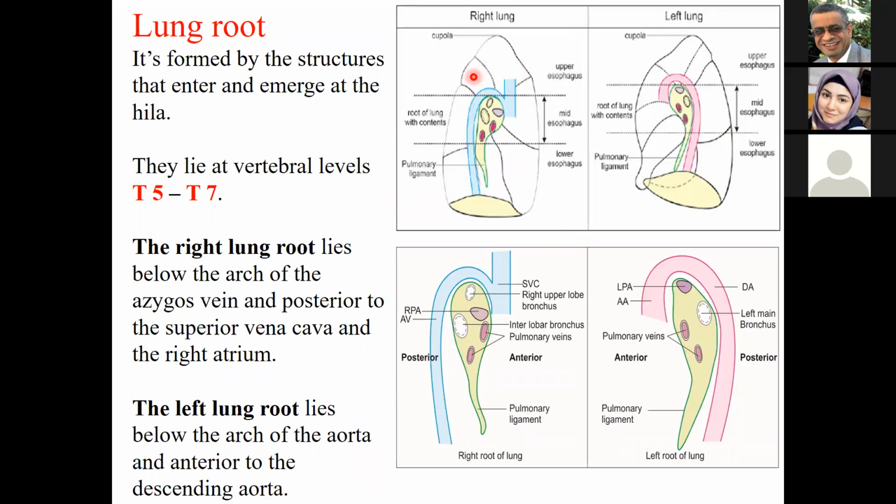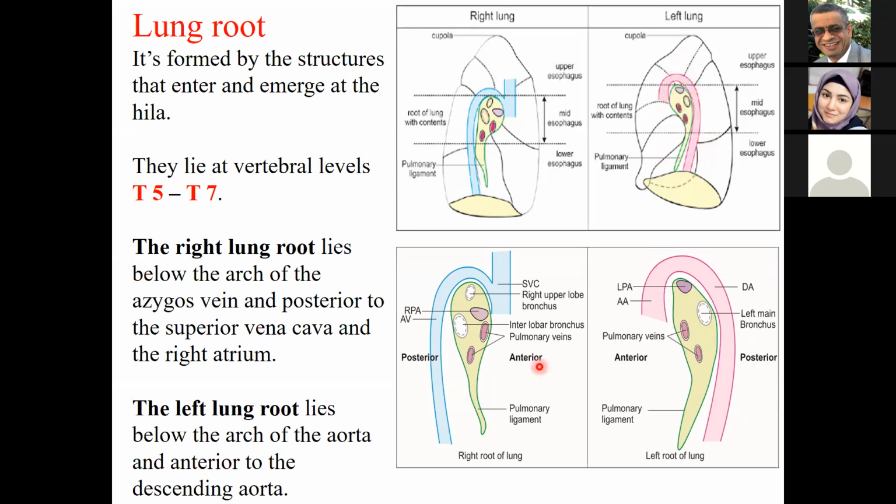This is the right lung. This is the root. It lies inferior. This is the azygos vein. This is inferior to the arch of the azygos vein and posterior to the superior vena cava. And also on the left lung, the root lies inferior to the arch of the aorta and anterior to the descending aorta.